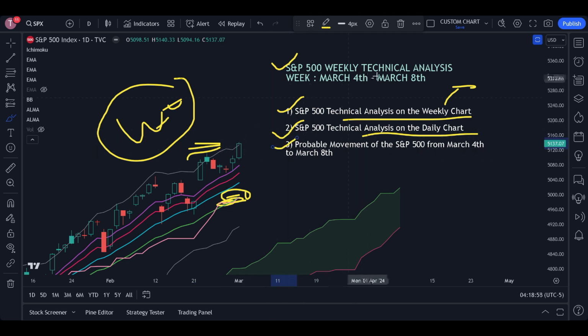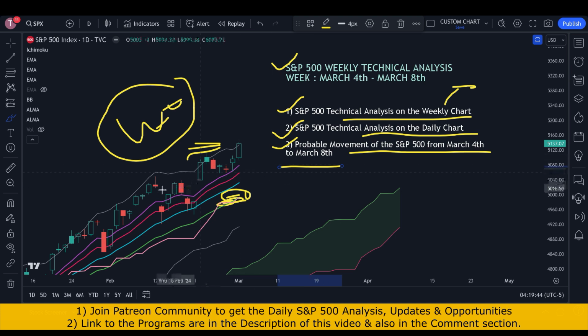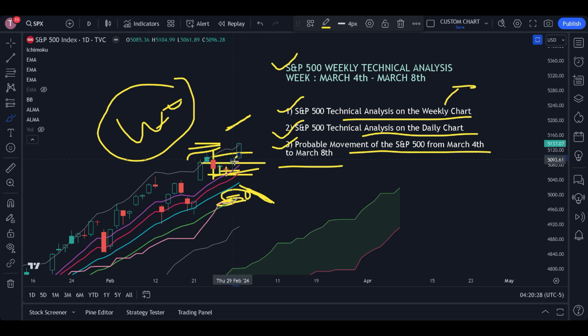The third and last point of the agenda is the probable movement of the S&P 500 from March 4th to March 8th. Here I will tell you what is going to happen in the S&P 500, how it is going to happen, where it is heading on the bullish side, and what will happen on the bearish side. Whatever happens on a day-to-day basis, I keep my Patreon community members posted, telling them this is what is happening and this is how it is going to impact the movement of the market. This will be the lower limit, this will be the upper limit, this will be the tiebreaker, and what is most likely going to happen and how it is going to happen. I will discuss that in the last point of the agenda.